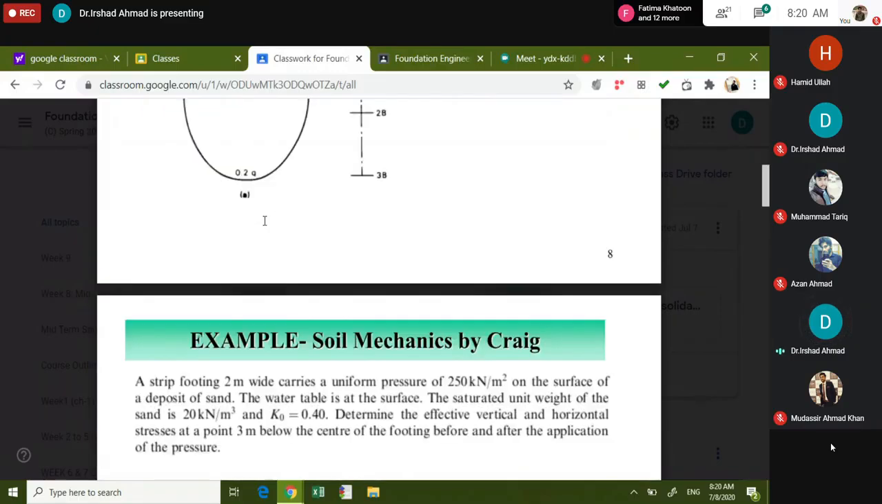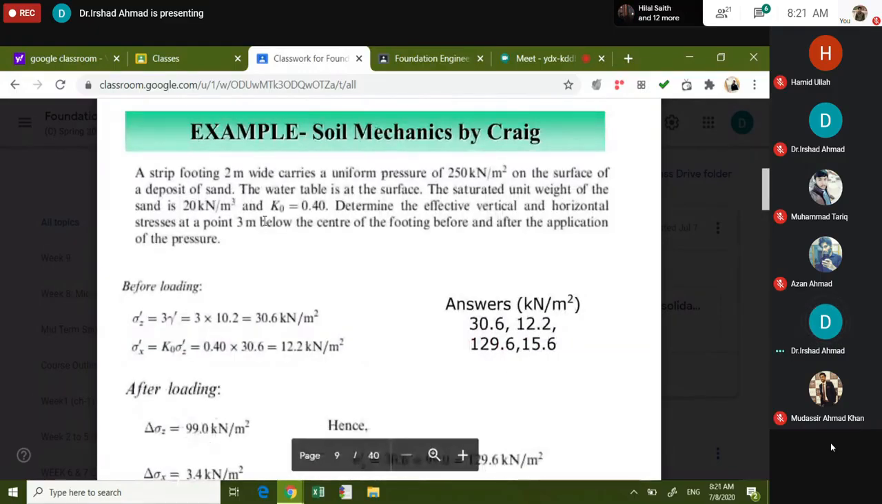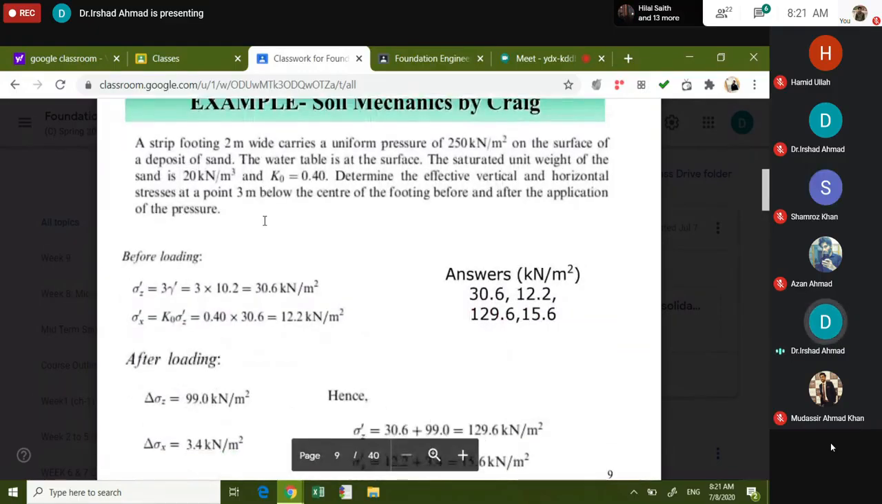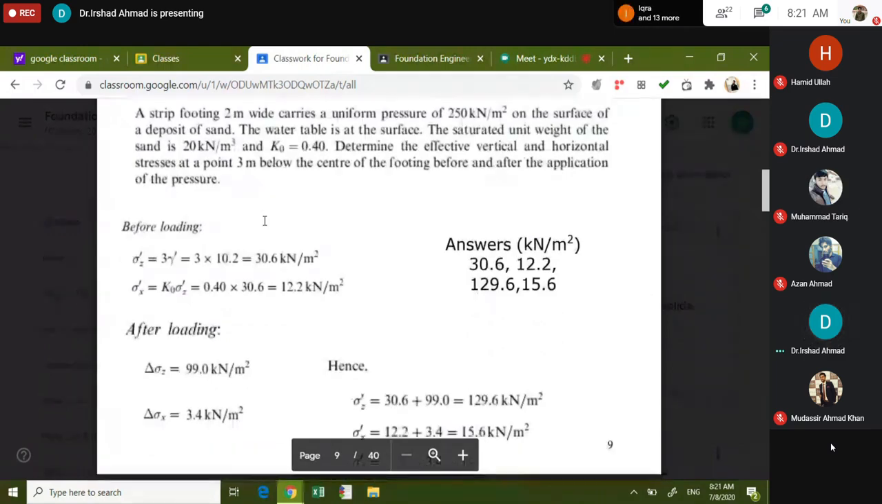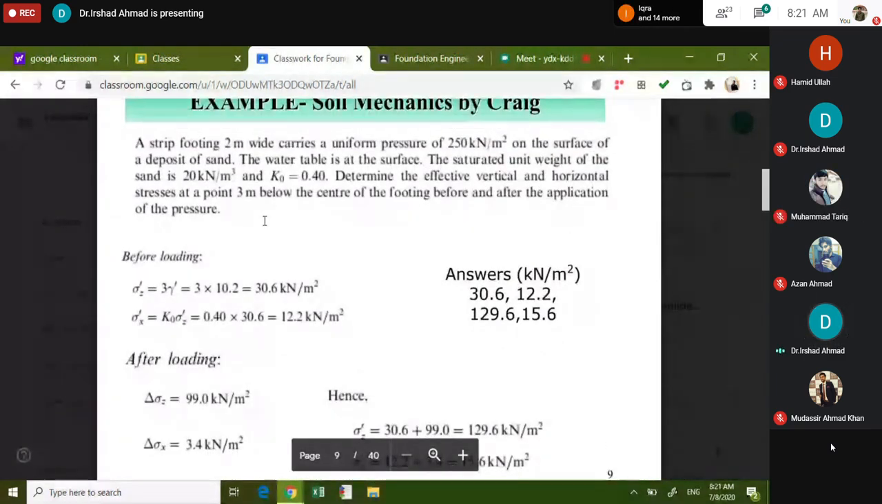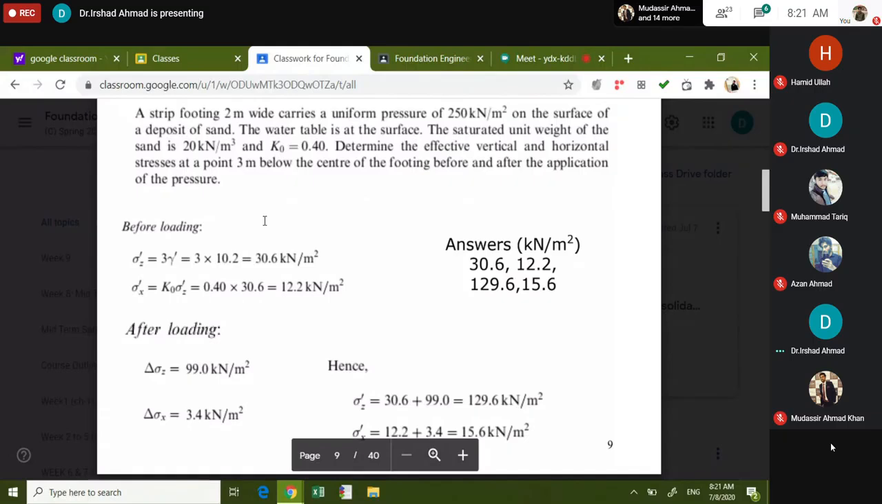This is an example, and it is solved here. You can have a look at it, and you can use the corresponding equation to find these stresses. Do try this problem at home so that the concepts you have studied in the fourth semester are reviewed. You memorize all these equations.